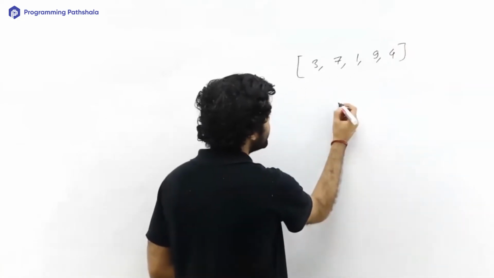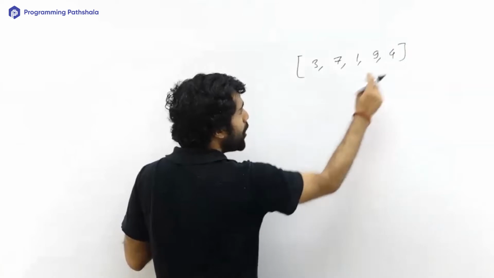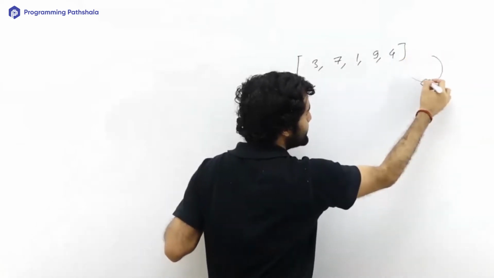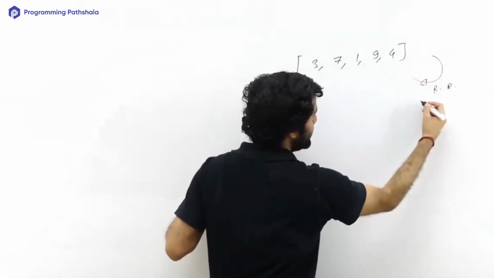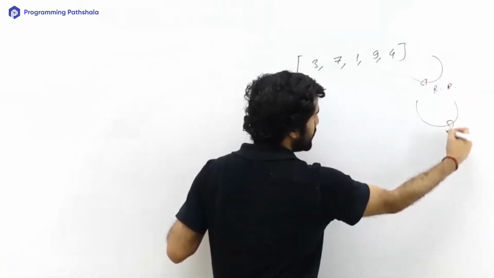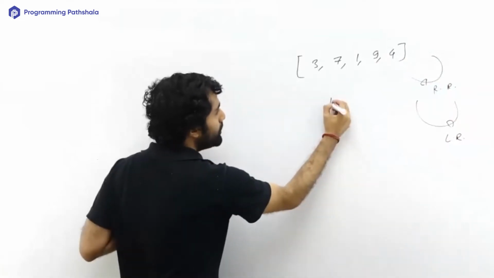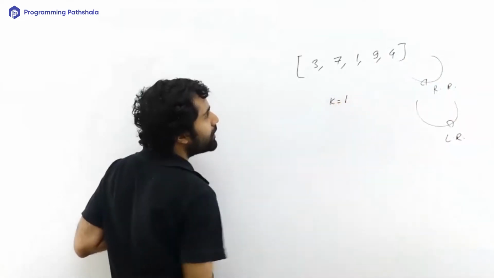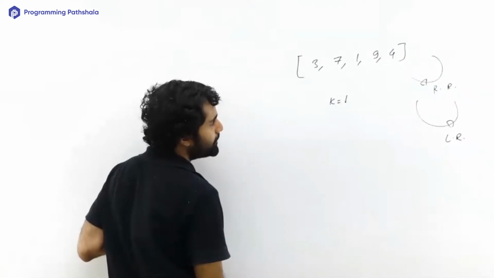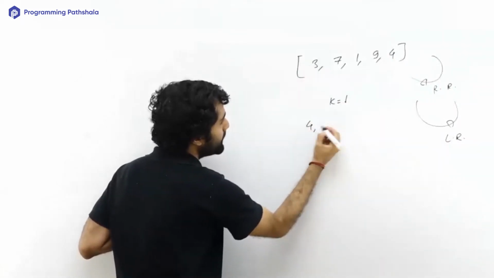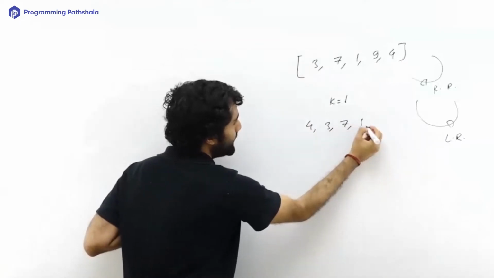So let's say if I say I want to do a clockwise rotate, I'll refer clockwise rotation as right rotation, and anti-clockwise I'll refer as left rotation. So let's say I want to perform k units of right rotation. So what will happen is this 4 will come and sit at the front. So you'll get 4, 3, 7, 1, 9.